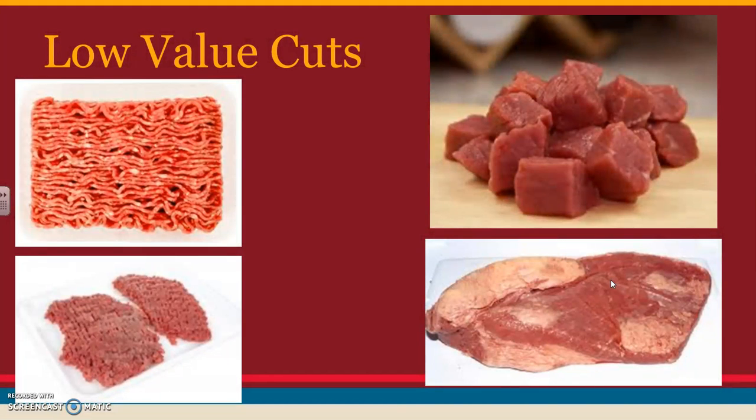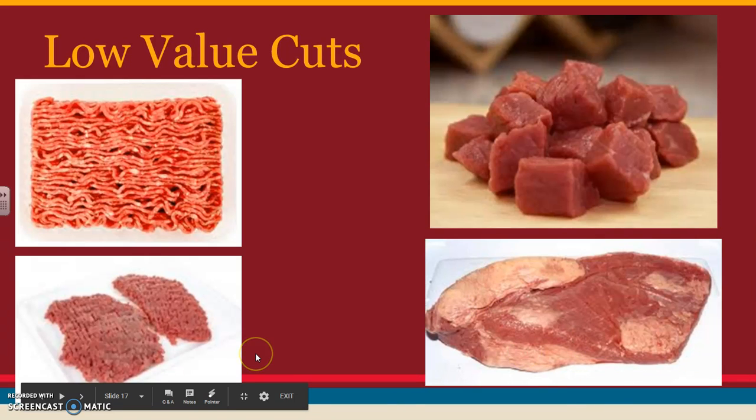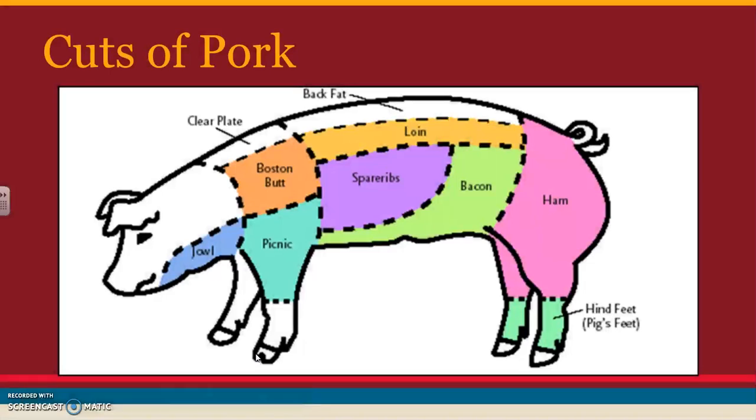And then here are your low-value cuts. So your ground beef, your cube steak, stew beef, and your brisket. We'll cover cuts of pork in the next video.